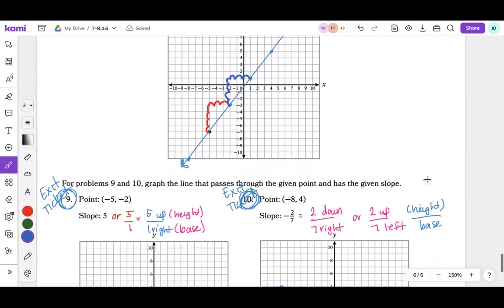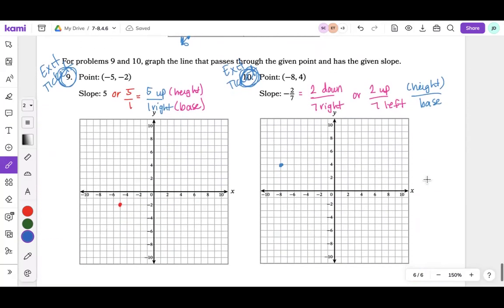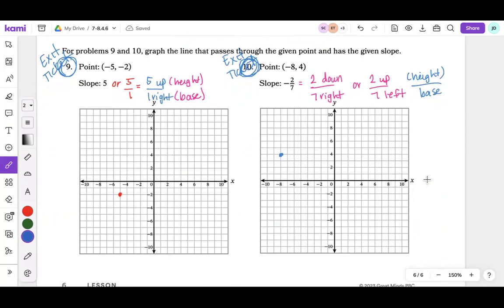All right, so number 9 and number 10, these are similar to what's going to be on your exit ticket. I'm going to go ahead and talk you through number 9, and then you can do number 10 on your own. So it says to start at the point -5, -2. I've gotten that point here in red. And then it says to do a slope of 5. 5 would be the same as 5/1. So that means you are going up 5 and to the right 1.